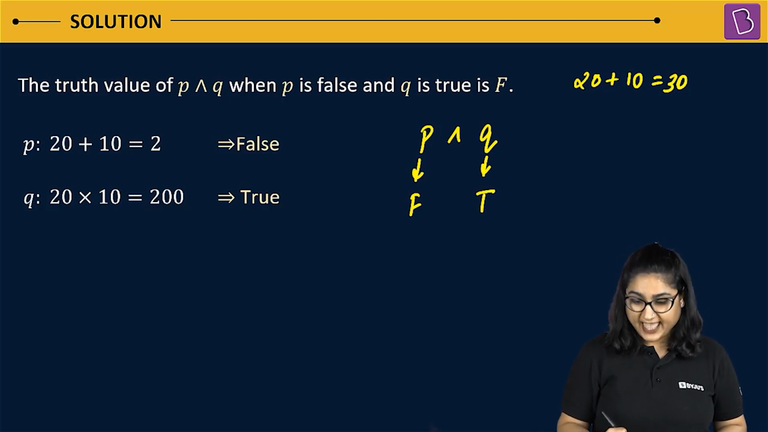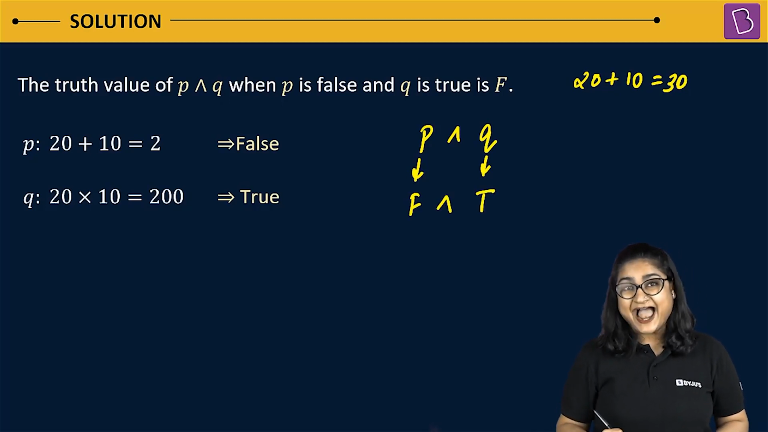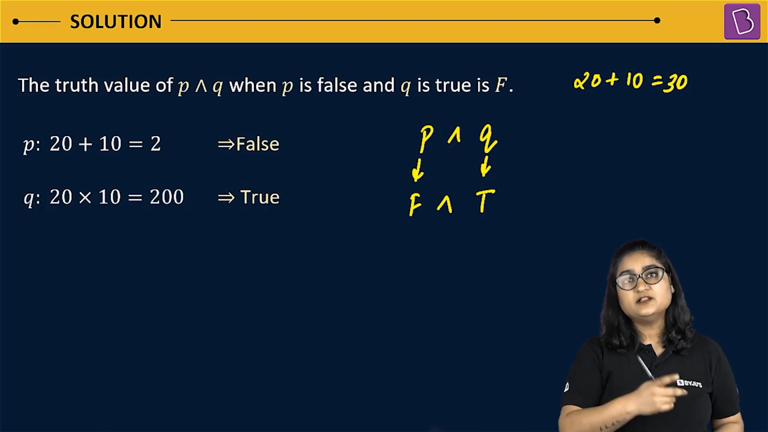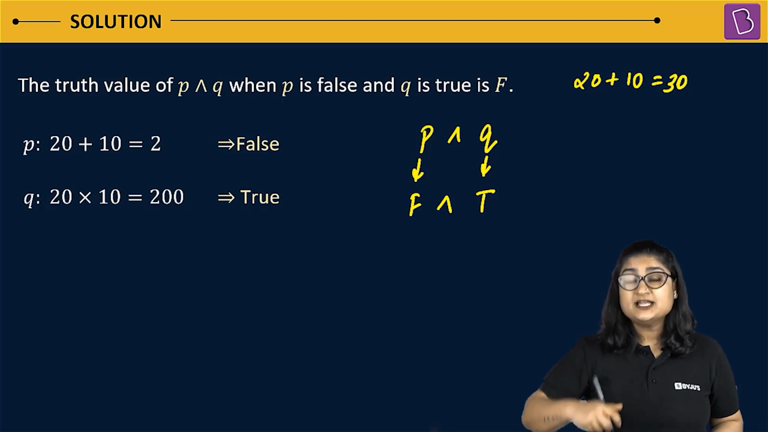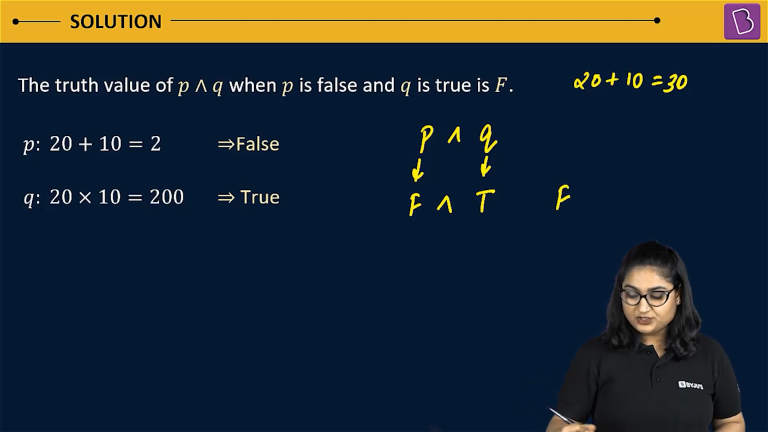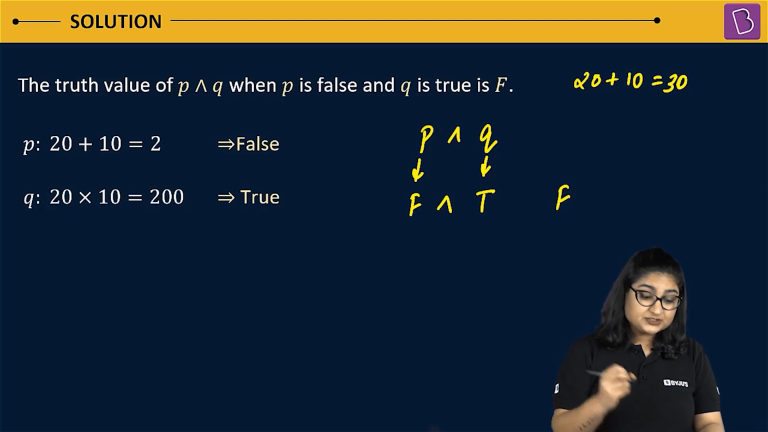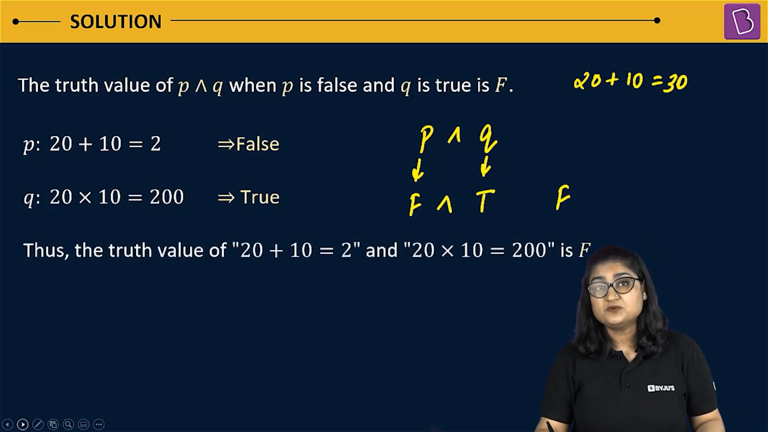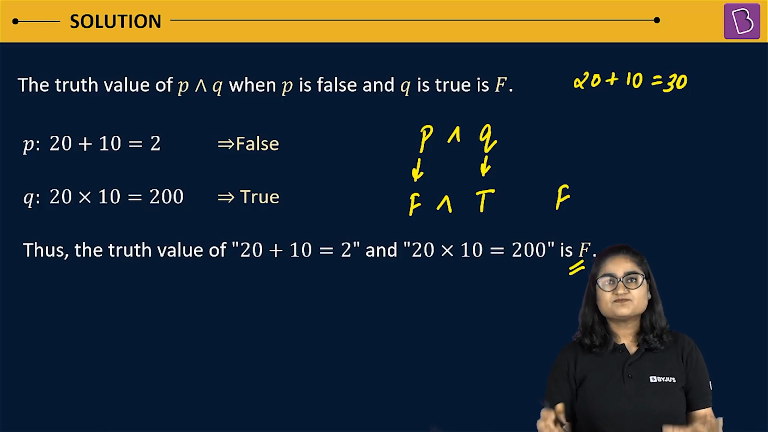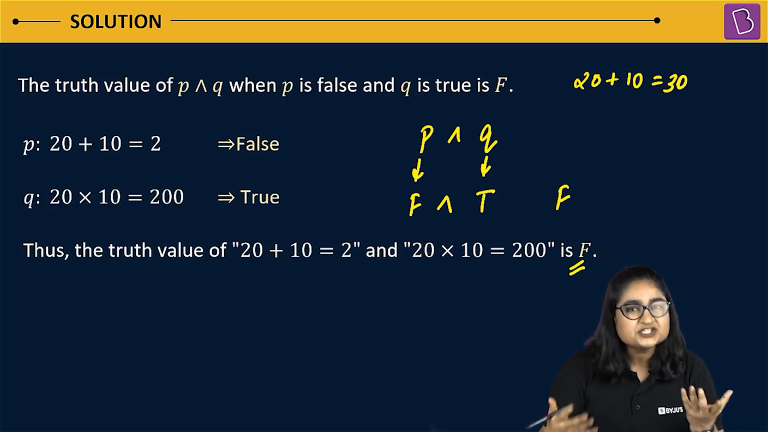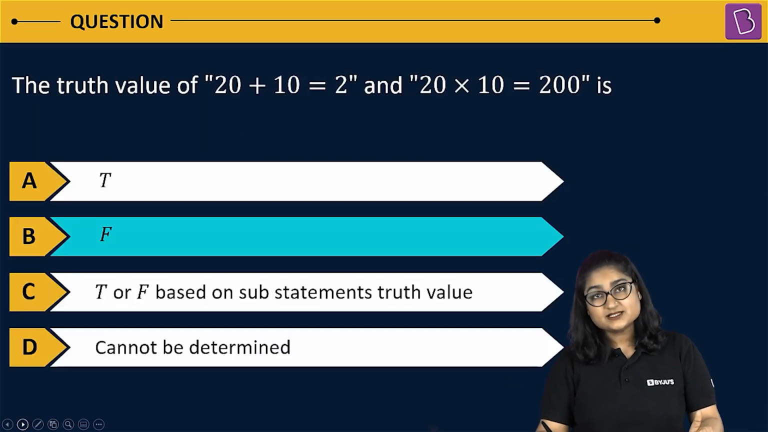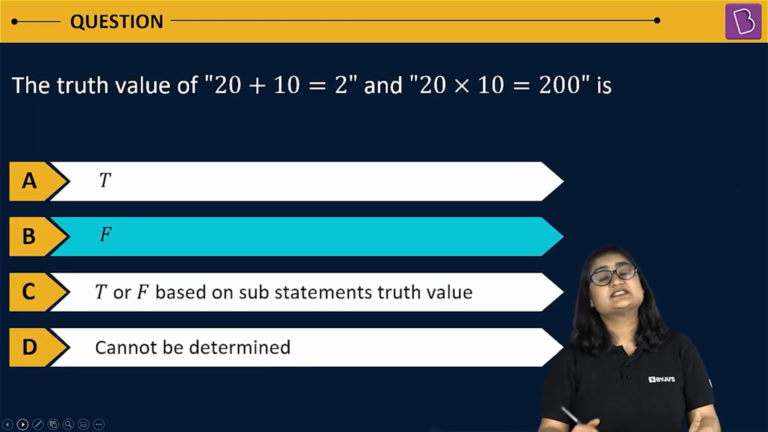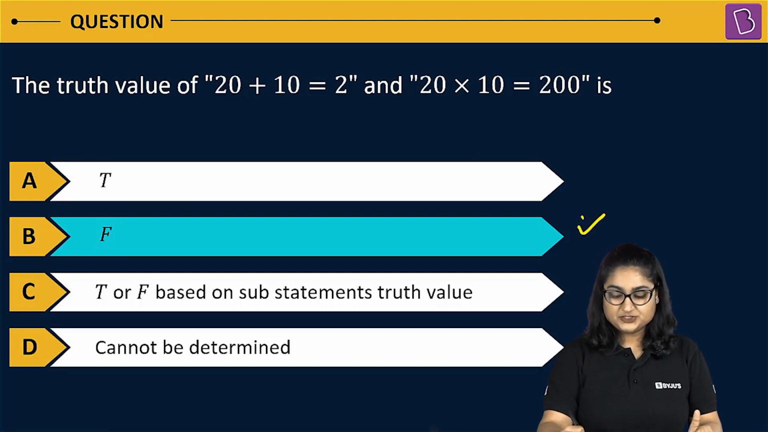So basically, we have to find out false and T, as in one input is false and one input is true. What will be the output of their conjunction? The output of their conjunction would be false. Hence, we can say that the truth value of the conjunction of the statements given to us in the question is false. Hence, we can say that the correct answer to this question is false, which is given to us in option B. Hence, the correct option is option B to this question.